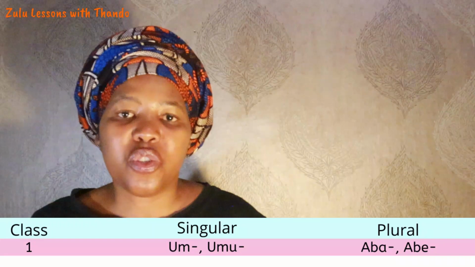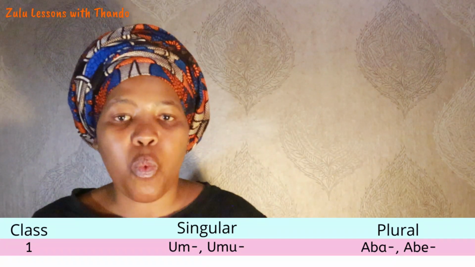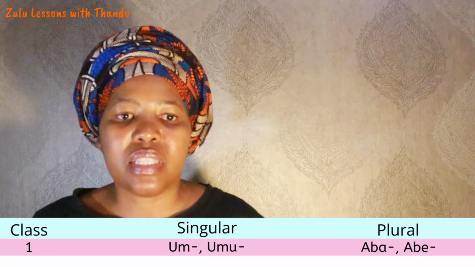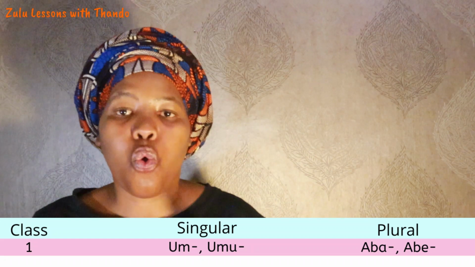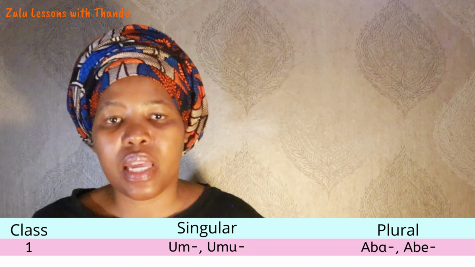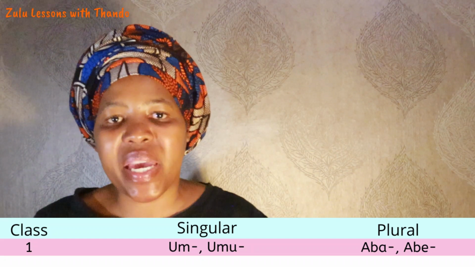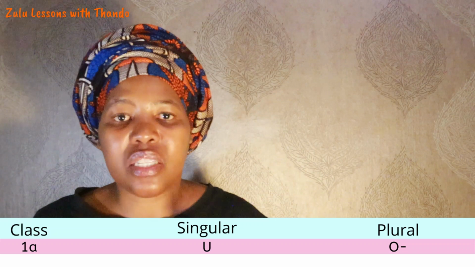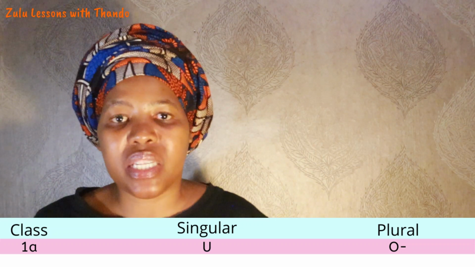Ompompi. So just to recap, friend, class 1, the prefixes for singular are u and umu. To make them plural, you would say aba or abe. And 1a, singular is u and the plural is o. So we'll end this video right here. Next time I'll come back with class 2 of the noun prefixes.